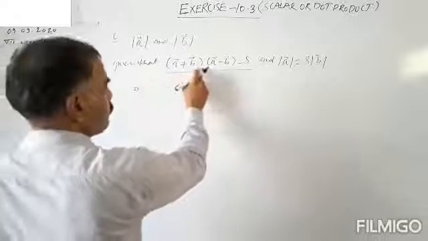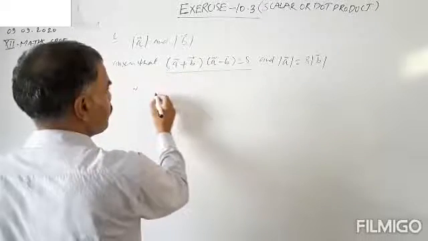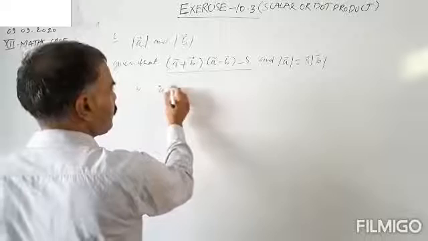A vector plus B vector dot A vector minus B vector means A vector dot A vector.